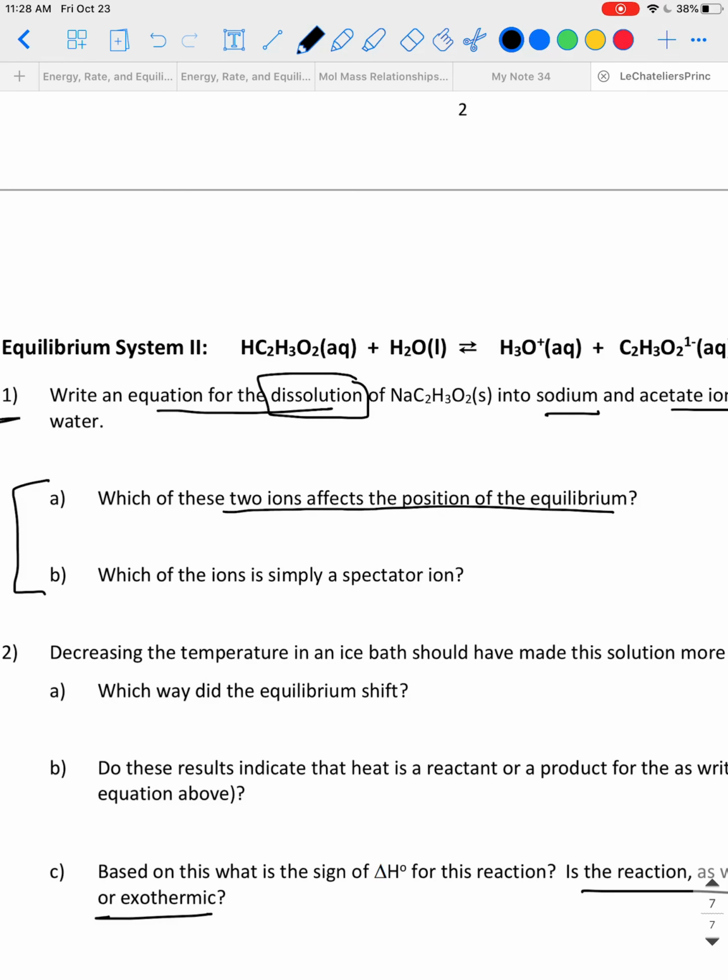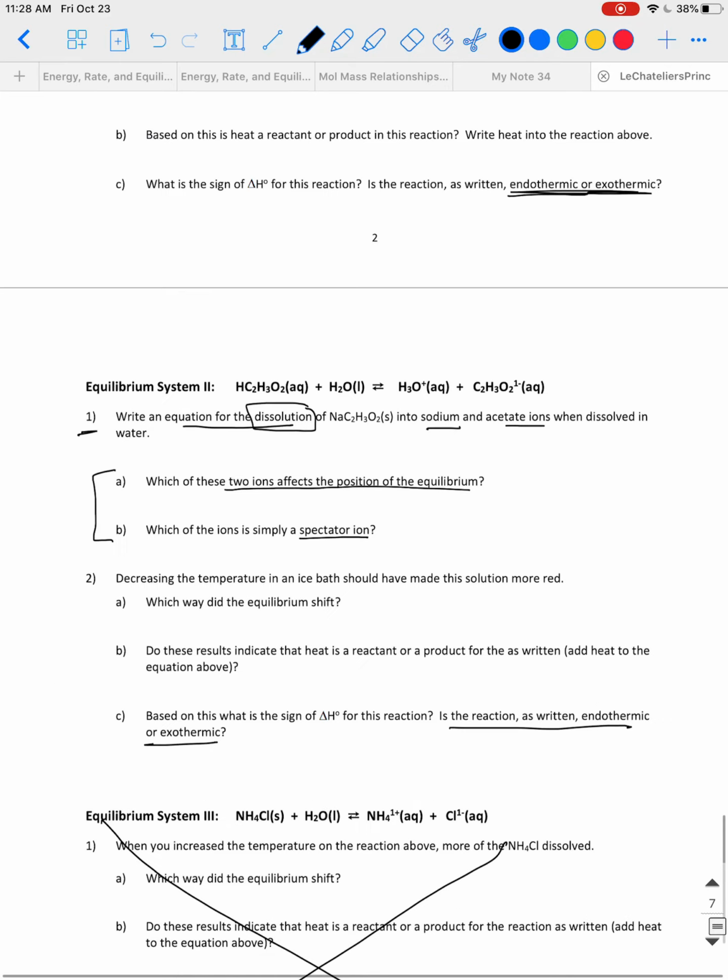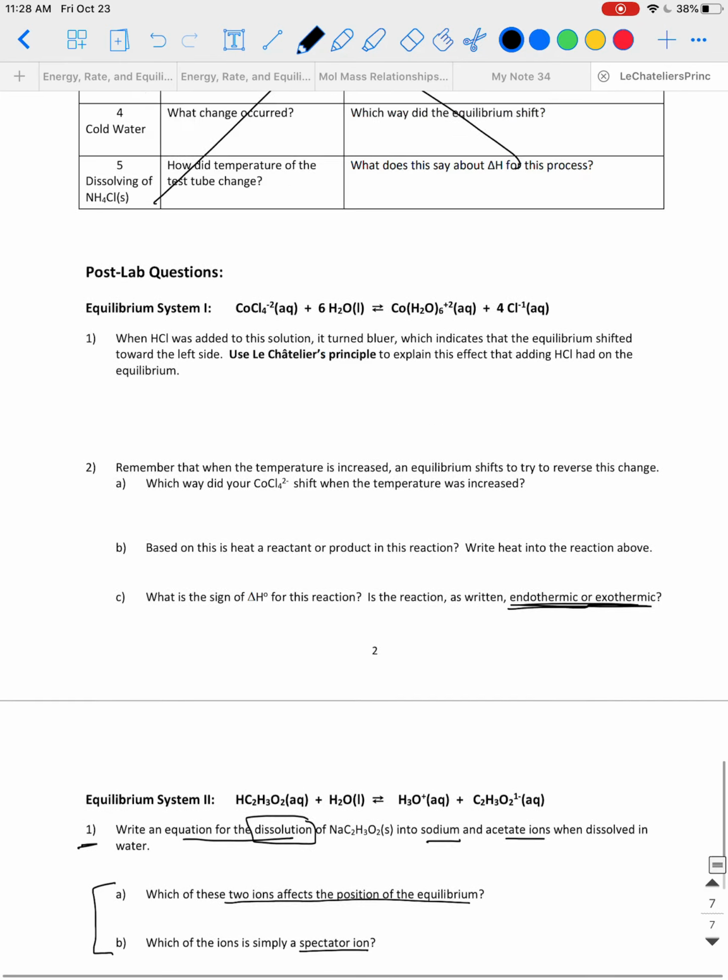Now, you're going to write which of these two ions actually affects the position of equilibrium. Which of those ions did I say was important? Which one can shift equilibrium, okay? And then which one is simply a spectator ion? The opposite ion, the one that is not in the reaction and that has no potential to shift your equilibrium. We call that a spectator ion, okay? So it's either going to be sodium or acetate for parts A and B. Which one will affect equilibrium and which one does not.